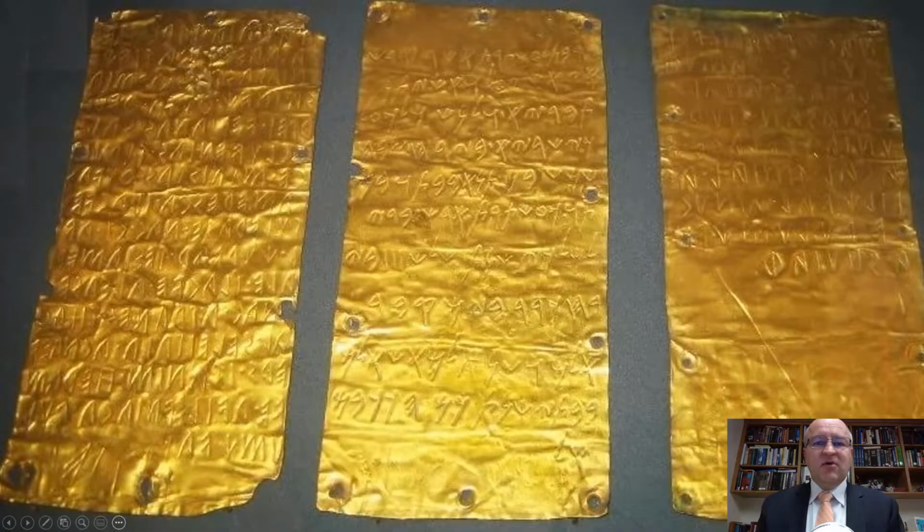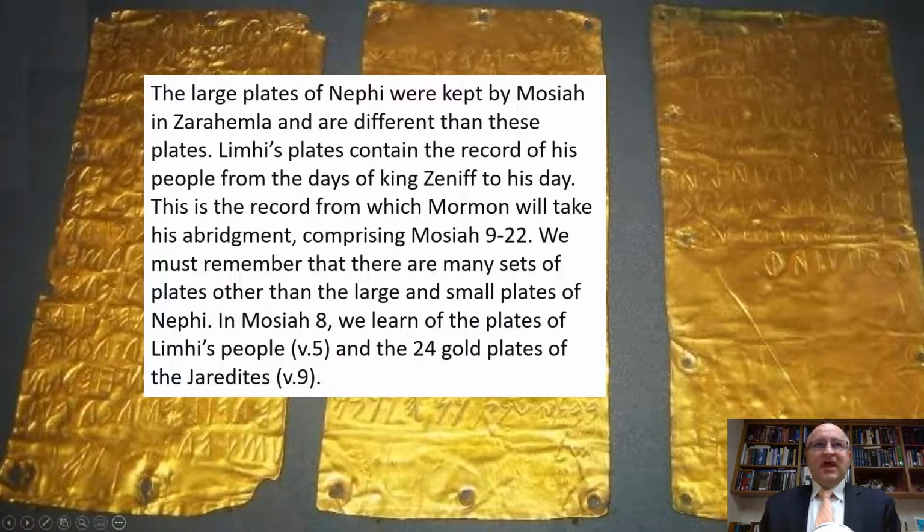Now, there is also mention of several different types of plates. You get the plates of Limhi's people and the plates of the Jaredites in chapter 8. And the large plates of Nephi were kept by Mosiah in Zarahemla. They're different than these plates. Limhi's plates contain the record of his people from the days of King Zeniff to his day. This is a record from which Mormon will take his abridgment comprising chapters 9 through 22. We must remember that there are many sets of plates other than the large and small plates of Nephi.